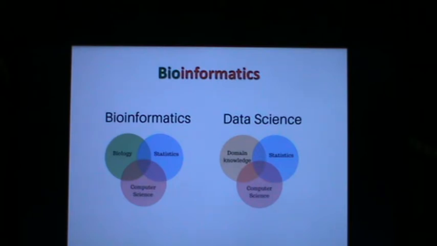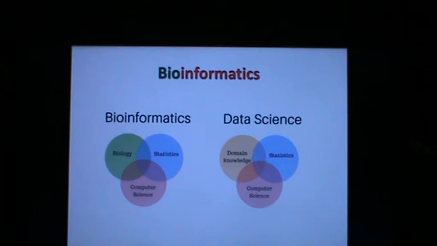In bioinformatics, three things are important: biology related to organisms, statistics with its different types of methods, and computer science. Without a computer we can't interact with the biological databases, and without statistics we can't calculate all these things. So that is bioinformatics.